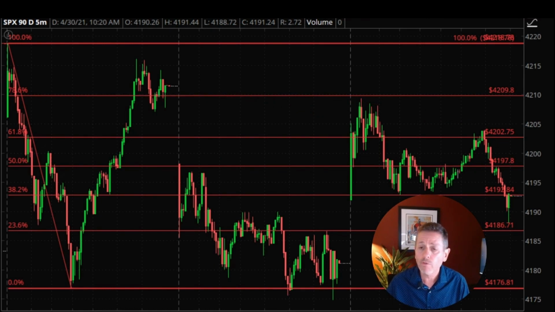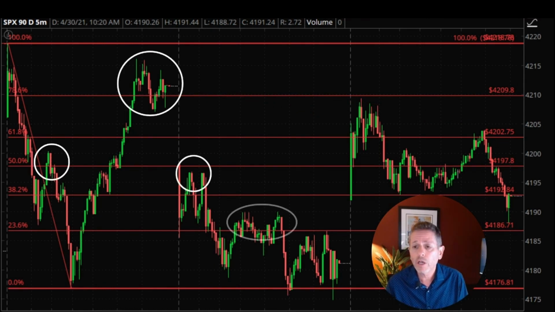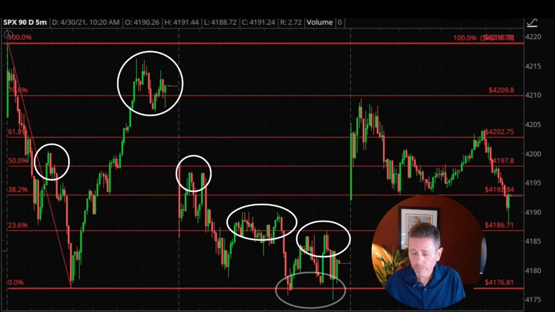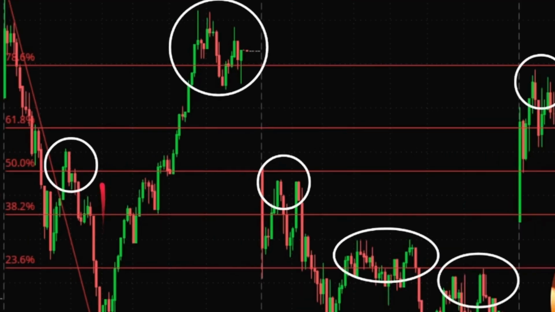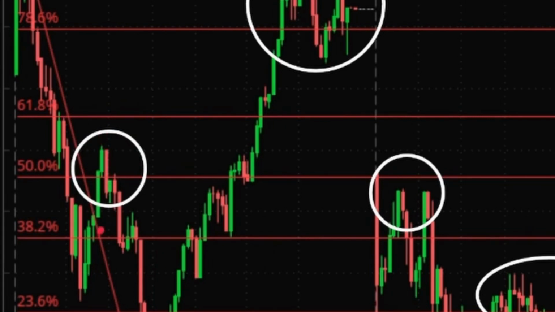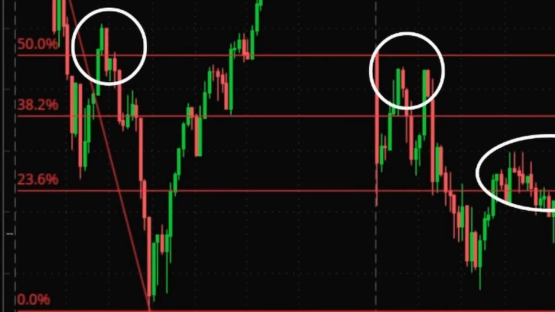Now I'm going to identify them for you. These are areas of support and resistance. Some are clearer than others. However, it works. So here, this one is not that clear, but it broke through and it kind of hesitated here, and then it went back down to the bottom.